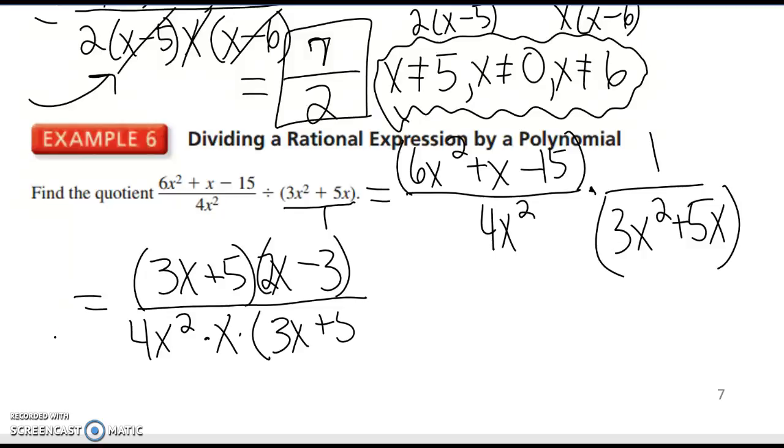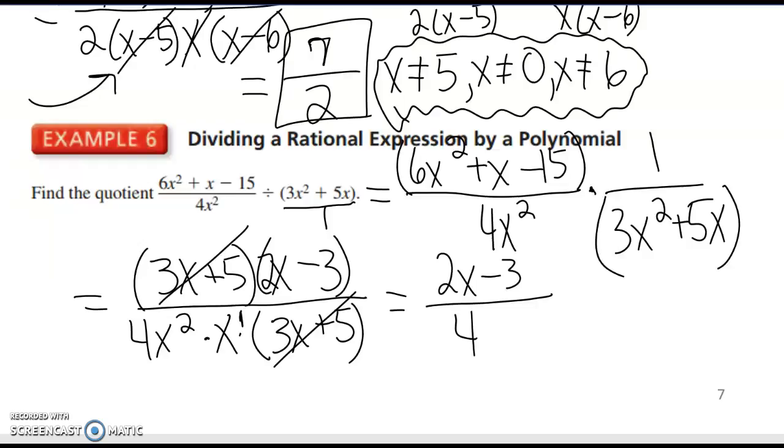3x plus 5. What's going to cancel here? So 3x plus 5 can cancel, and I'm left with 2x minus 3 over, this is a 1, so I can add these exponents, and I get 4x to the 2 plus 1 is 3. So 4x to the third.